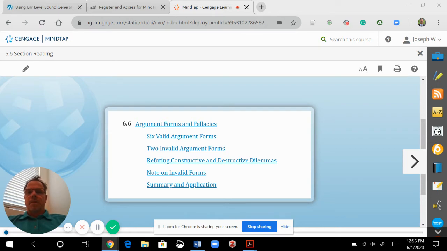Today I'm going to be covering section 6.6, argument forms and fallacies, from chapter 6, propositional logic. So we're in Hurley's Introduction to Logic, 13th edition, and let's get at it.